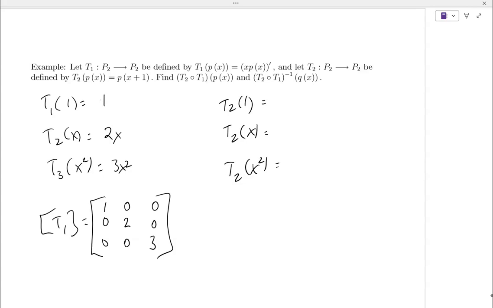All right, the next transformation, T2, is shift the polynomial left by 1, or replace x with x plus 1, right? Well, if I replace x with x plus 1 on the first one, what do I get? 1. Second one I get x plus 1. I'll write it as 1 plus x because we usually think of our standard basis as 1, x, x squared. For x squared, what do we get? Yeah, 1 plus x quantity squared, right? The x gets replaced with 1 plus x. If I FOIL, you get 1 plus 2x plus x squared.